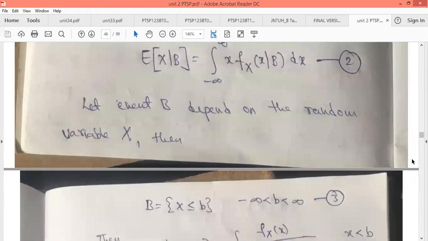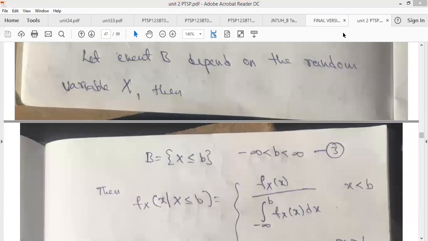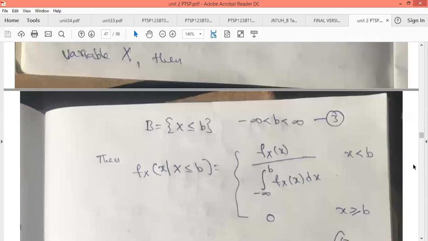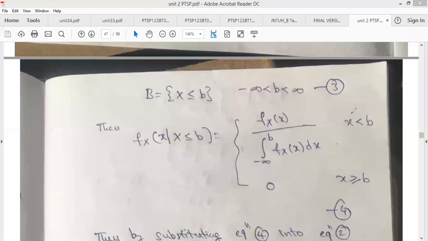Now B here is called the conditioning event. This B is defined like this: B is equal to X less than or equal to b, where the value of b varies from minus infinity to infinity. Similarly, fX of x given X less than or equal to b. From the conditional density function, we have discussed the formula. It can be defined for two cases. The first is for x less than b, and the second for x greater than or equal to b. So for x less than b, the conditional density function is given by fX of x divided by the integral from minus infinity to b of fX of x dx.